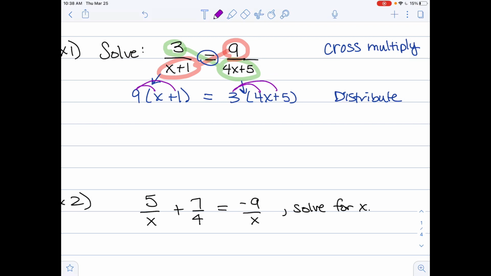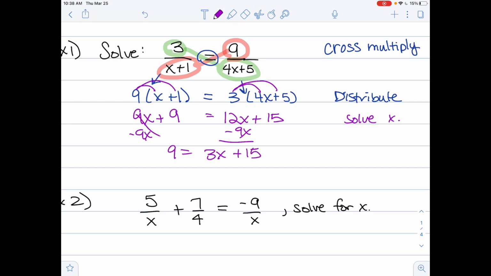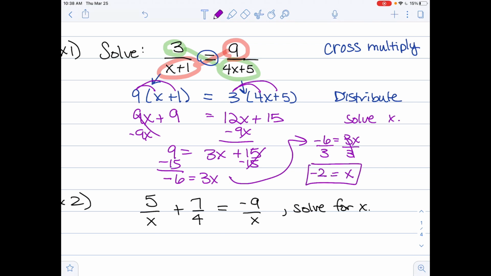So we're going to distribute the 9 times x and the 9 times the 1, 3 times 4x, and 3 times 5. And now we're going to solve for x. We want to get the x's on the same side, so I'm going to subtract the 9x over. We get 9 equals 3x plus 15. Subtract the 15 to the other side, and we end up with negative 6 equals 3x. I'm going to move this right here because I'm running out of room. And then we're going to divide both sides by 3, and we end up with x equals negative 2.